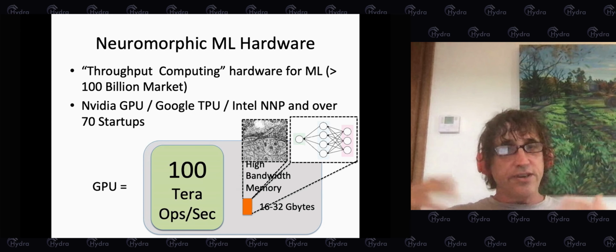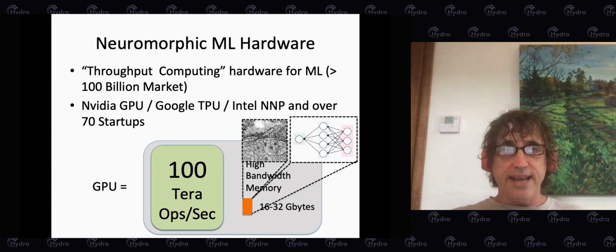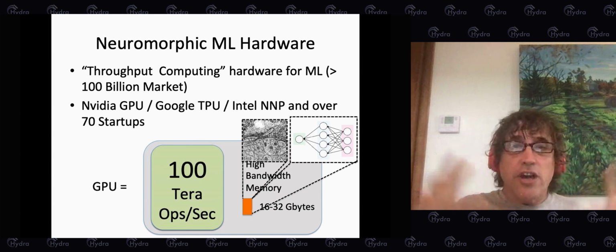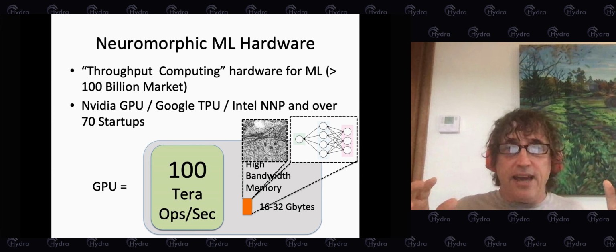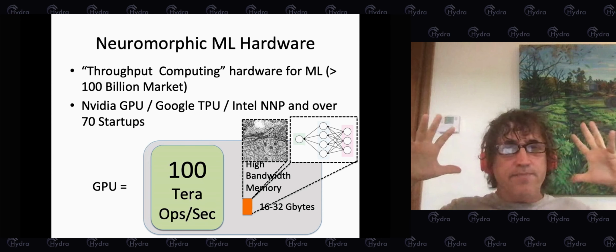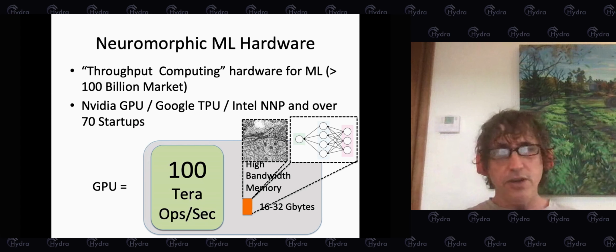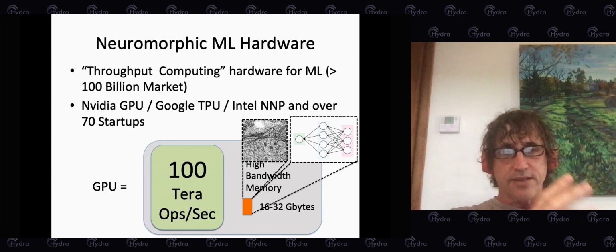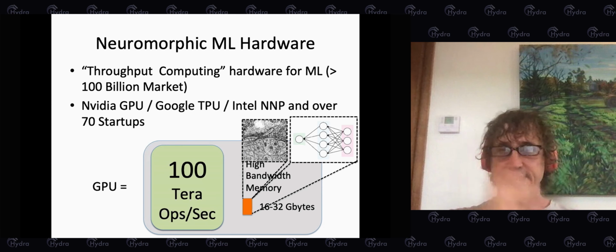In fact, machine learning has been permeating and taking over a lot of parts of our computing landscape. The idea that people have in their heads is that this is all about throughput computing, meaning I've got to have this massive parallelism and this massive amount of compute, because that's what our brains do. And there are more than 70 different startups joining NVIDIA and Google and Intel in providing special hardware for running machine learning algorithms, GPUs, TPUs, and so on.